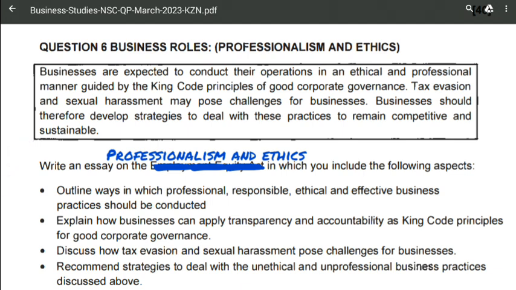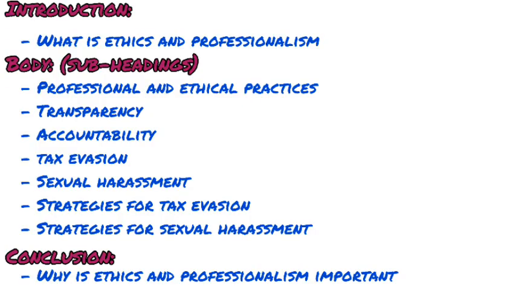So it wants you to first outline which professional, responsible, ethical and effective business practices should be conducted. Number 2, explain how businesses can apply transparency and accountability as King Code principles for good corporate governance. Number 3, discuss how tax evasion and sexual harassment pose challenges for businesses. Then lastly, recommend strategies to deal with unethical and unprofessional business practices discussed above. Now, that was a mouthful.